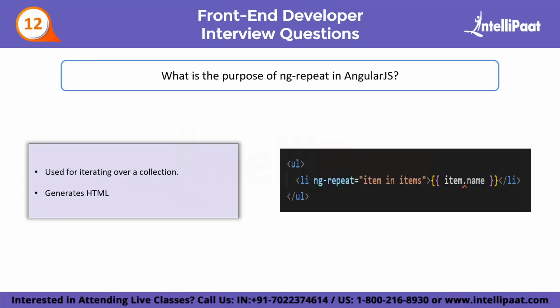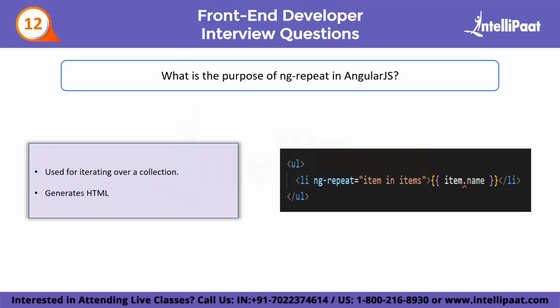In the example on the right side, you can see ngRepeat equals to item in items. This creates a list item for each item in the items array. The content of each list item is bound to the name property of the corresponding item in the array. ngRepeat can also iterate over the properties of an object. You can also nest ngRepeat directives to iterate over nested collections.